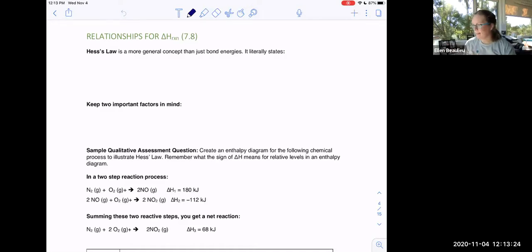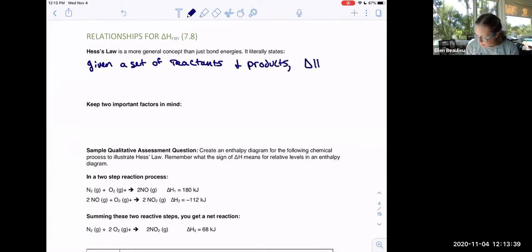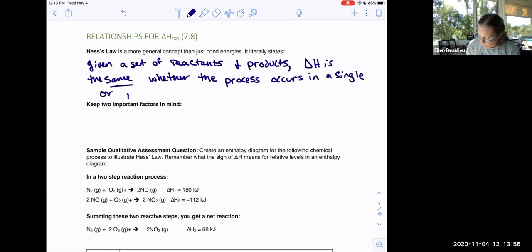Hess literally states that given a set of reactants and products, delta H is the same whether the process occurs in a single step or in multiple steps.